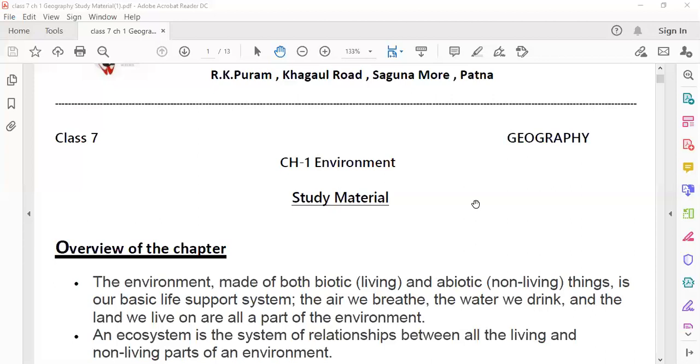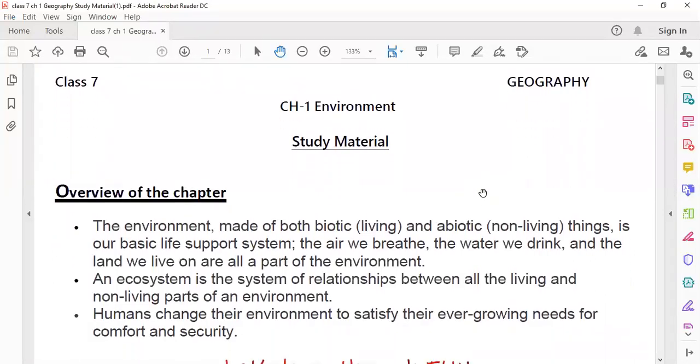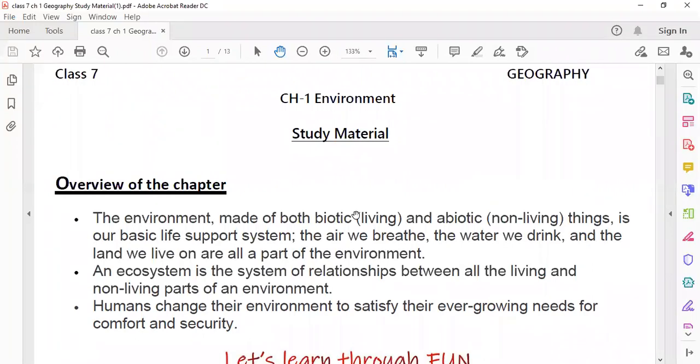So good morning everyone. Today we are going to start the revision of chapter number 1, environment. Let us look at the overview. What is environment? The environment is made up of biotic, meaning living, and non-living things. It is our basic life support system. The air we breathe, the water we drink and the land we live on are all part of the environment. So what is ecosystem?